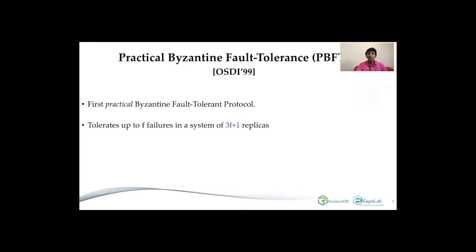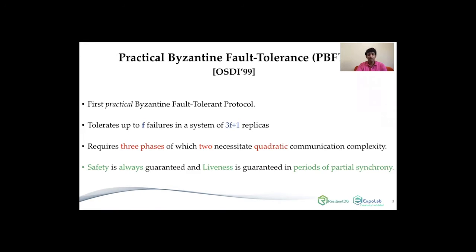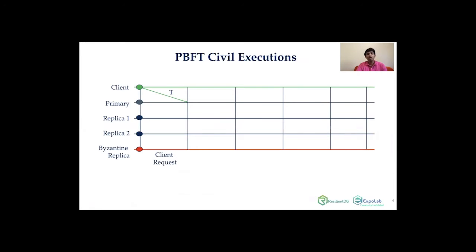Well, PBFT can tolerate up to F failures in a system of 3F plus 1 replicas. It requires 3 phases, of which 2 necessitate quadratic communication complexity. Safety is always guaranteed in PBFT, while liveness is only guaranteed in the periods of partial synchrony. Now let us have a look at how PBFT works.